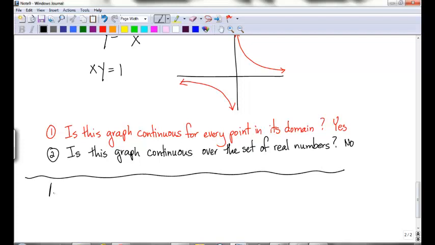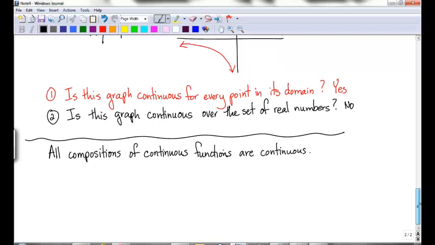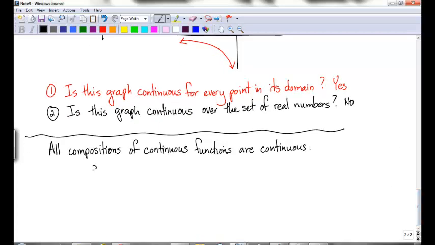The next thing the author talks about is compositions. All compositions of continuous functions are continuous. I'm going to give you an example. f of x, let that be sine x. g of x is the cosine of x.